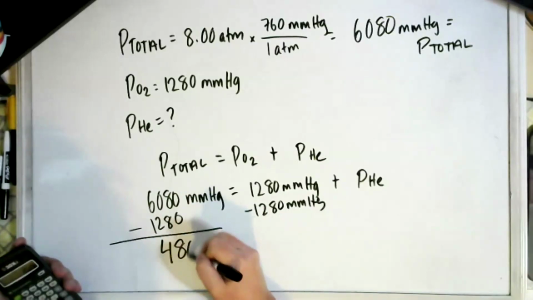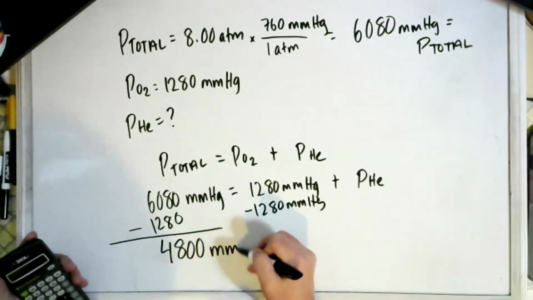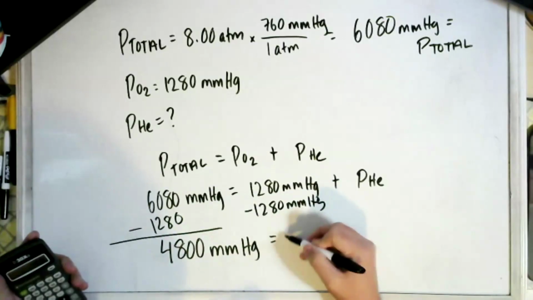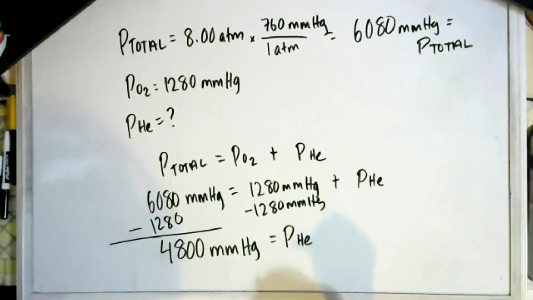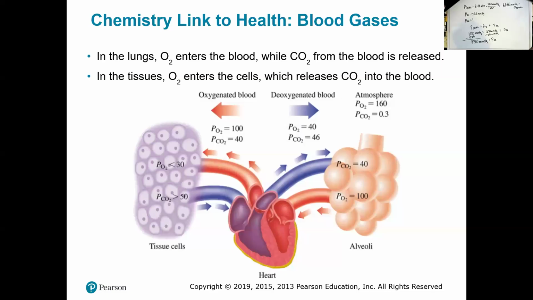And we end up with 4,800 millimeters of mercury as the pressure of our helium gas. Okay. So that's how our partial pressures are going to work. Let's just take a little look through some of the rest of these slides, which really talk about how the different body systems are affected by partial pressures and movement.